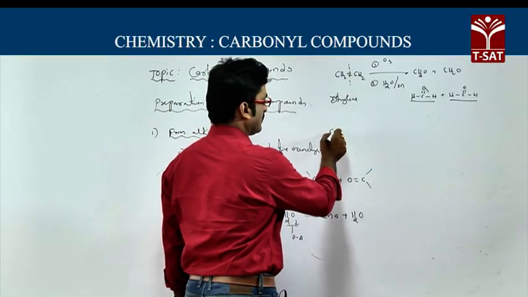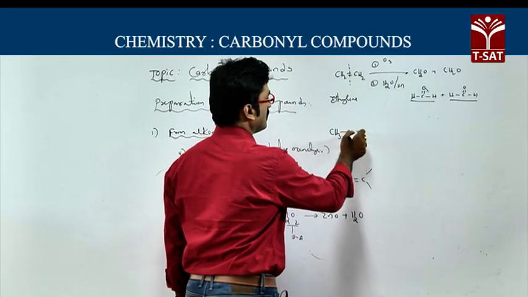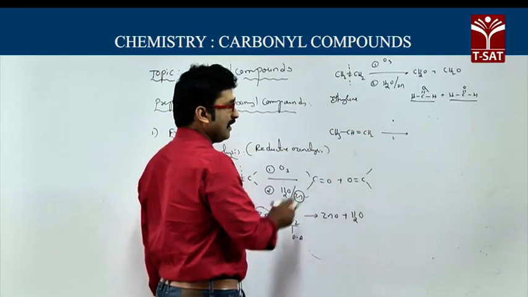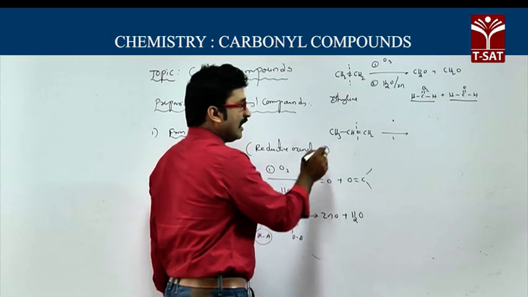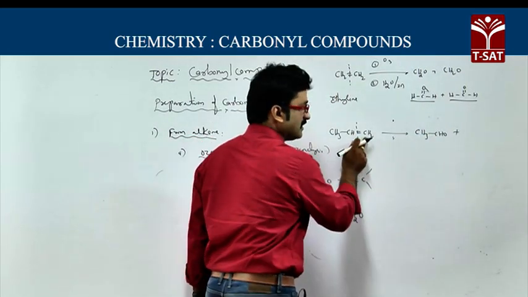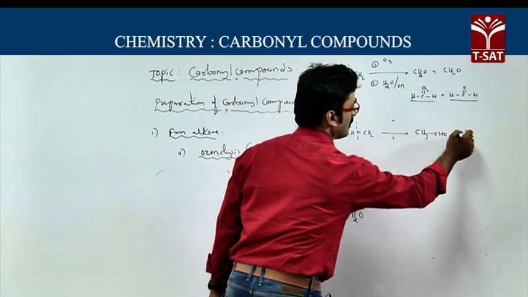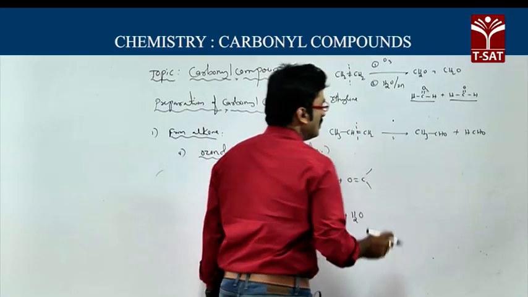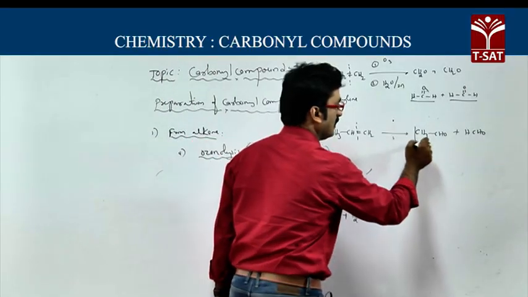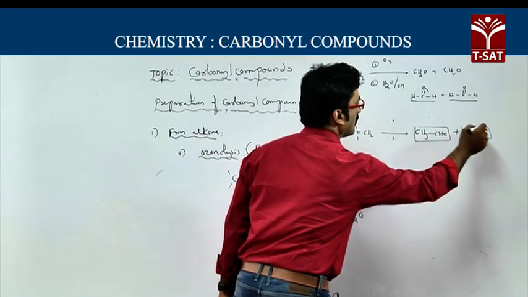Similarly, we will take one more example. CH3, CH double bond CH2. If it is like this, you break the bond, and CH3CHO plus, here CH2 is there, so therefore it becomes HCHO. So propene on ozonolysis gives acetaldehyde and formaldehyde.